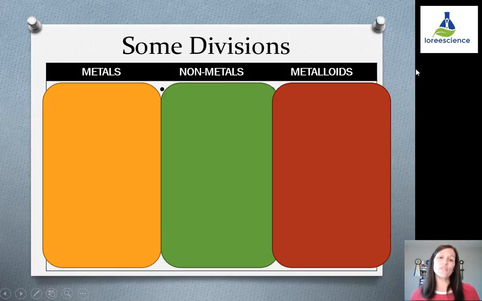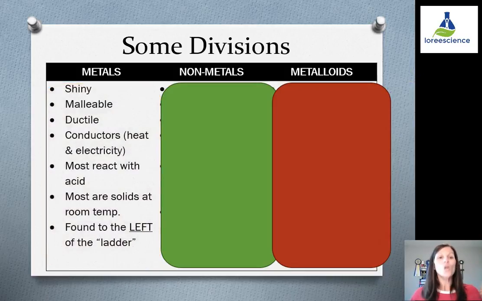Now, there are some other divisions in the periodic table, mainly metals, nonmetals, and metalloids. So metals, they're all shiny, malleable, ductile, conductors of both heat and electricity. Most of them react with acids to produce a gas. Most are solids at room temperature, that is all except for mercury, and they are found to the left of the step ladder on the periodic table.